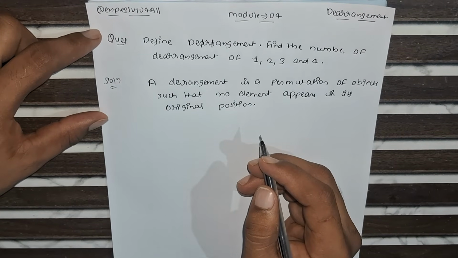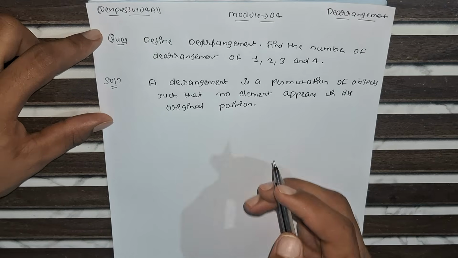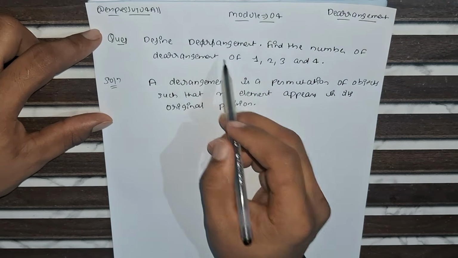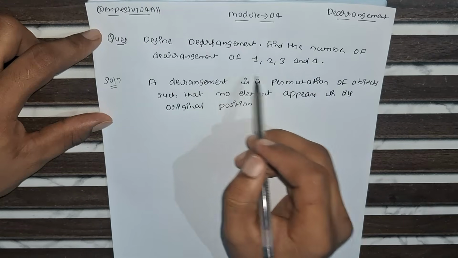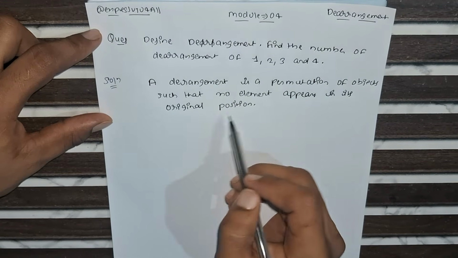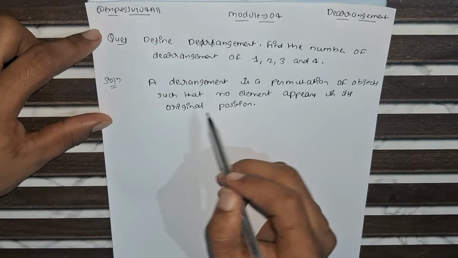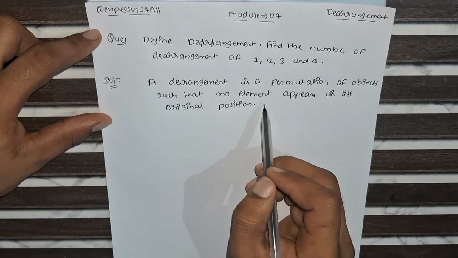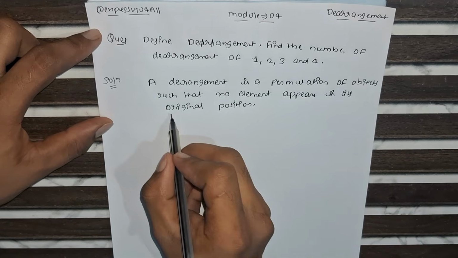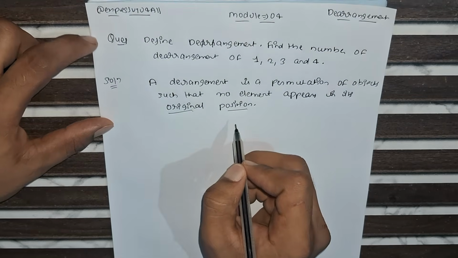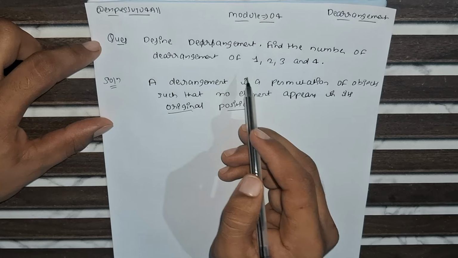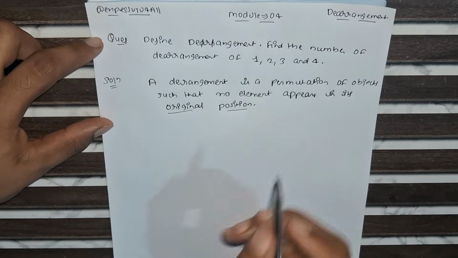In this video, we are going to solve a very important problem from Module 4, which is based on derangement. Define derangement, find the number of derangements of 1, 2, 3 and 4. So first we understand the definition of derangement. A derangement is a permutation of objects such that no element appears in its original position. In this question, we have to find the number of derangements for 1, 2, 3 and 4.